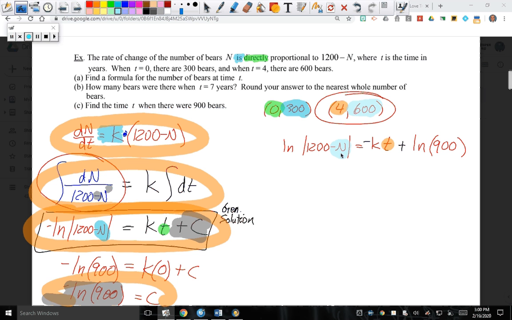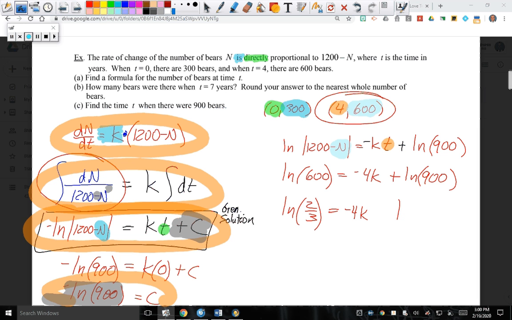600 is going here. So it's the natural log of 600 is equal to negative 4k plus the natural log of 900. Subtract the natural log, divide, what does it reduce to? 2/3. So the natural log of 2/3, which is 600 divided by 900, is equal to negative 4k. So k is negative 1/4 natural log of 2/3.